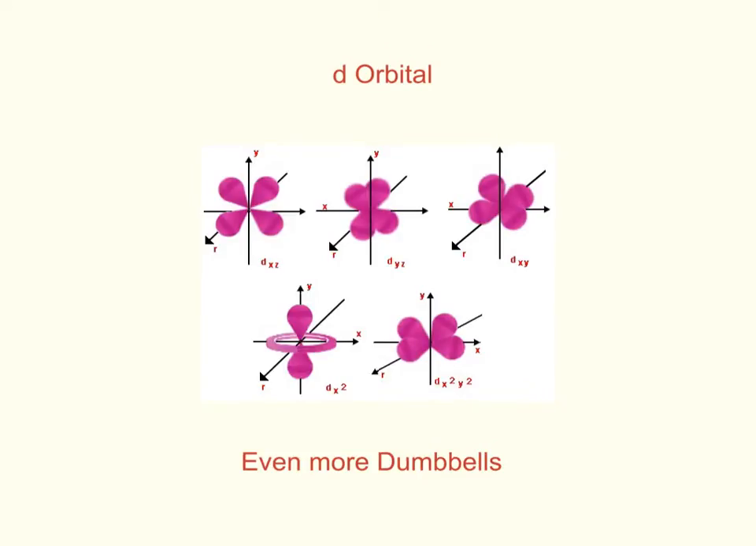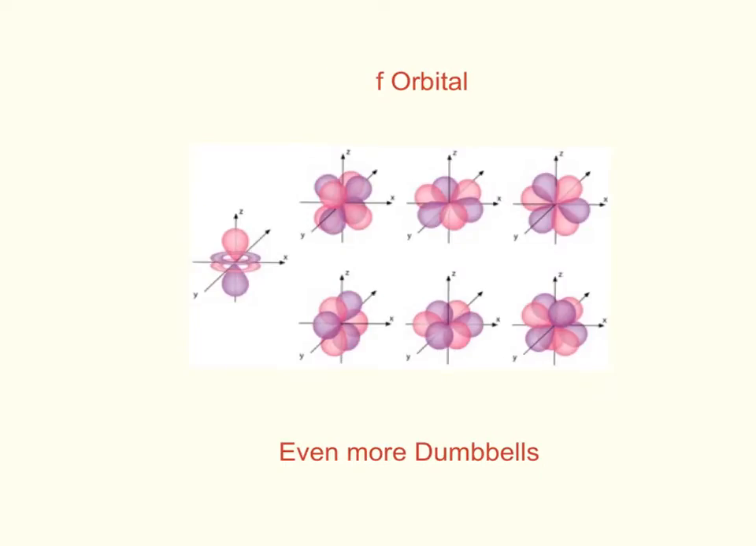Next is the d orbital, which just adds even more dumbbells into what we had for the p orbital. It's a little more complex, can hold a little more electrons, but again, these shaded areas are the region around the nucleus where we're likely to find an electron. The last orbital shape is called the f orbital, and again, we see that there are even more bubbles here, more dumbbells, and so again, more areas where the electron can be spinning around the nucleus of the atom.